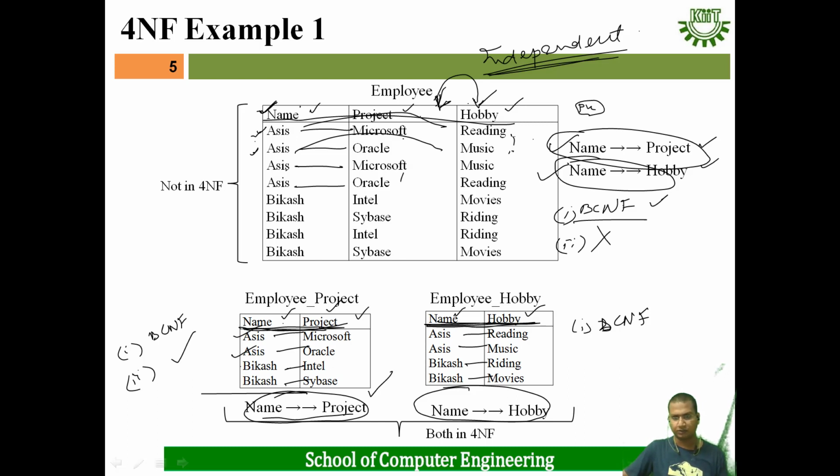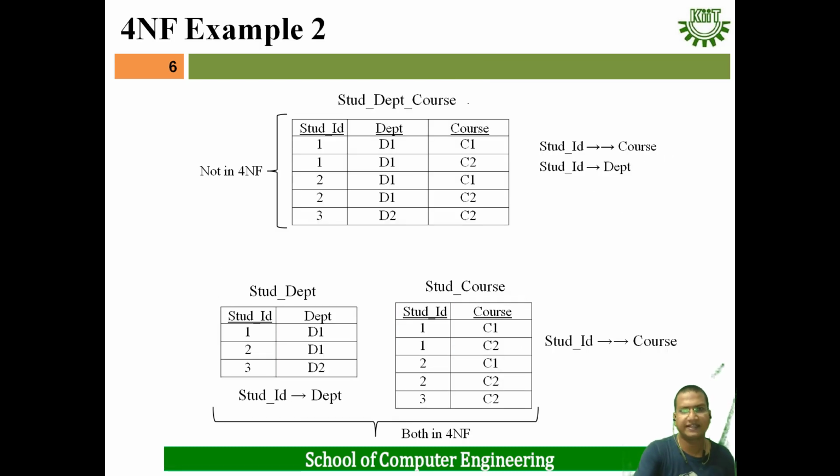And in this case also, no multi-value dependency problem is present. This condition is satisfied. That means this table will be in 4NF and this table will be in 4NF. Okay. Then we will see another example.